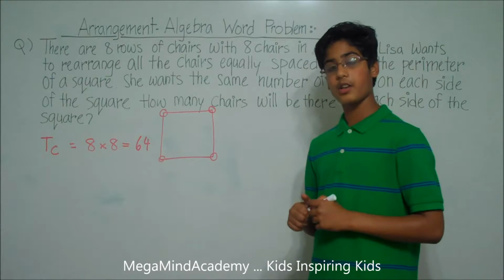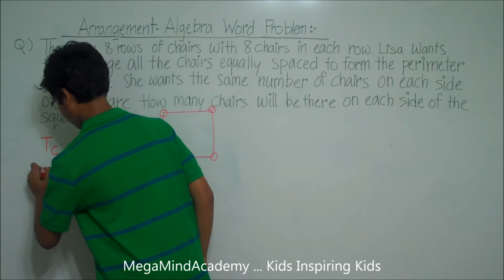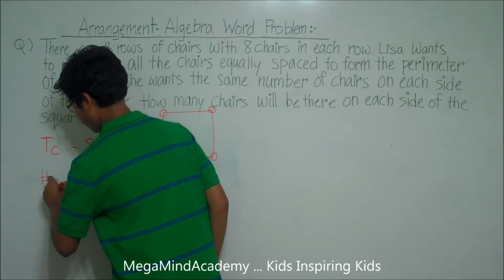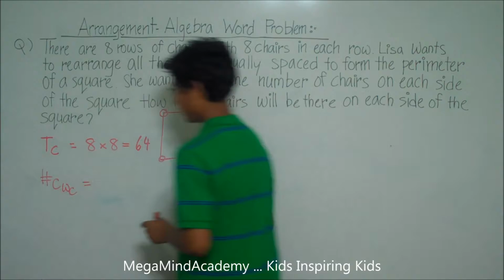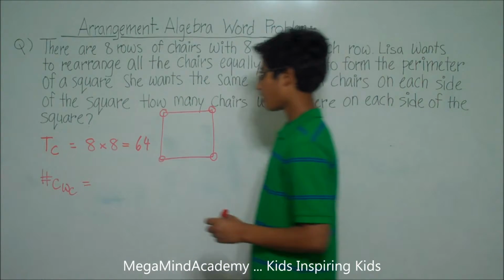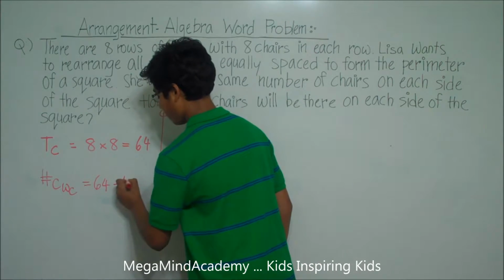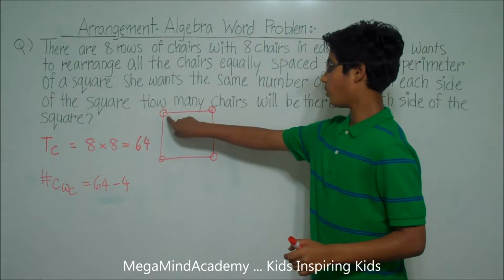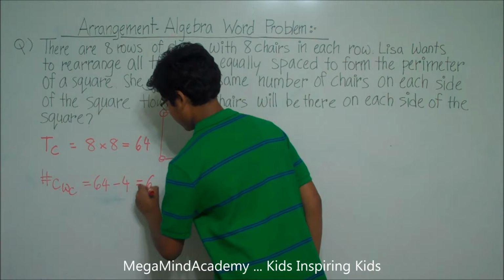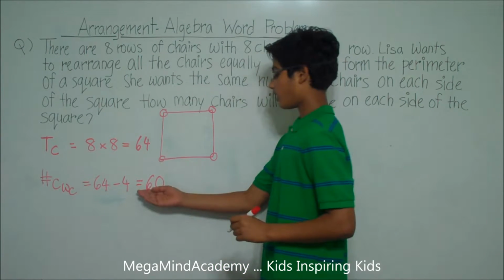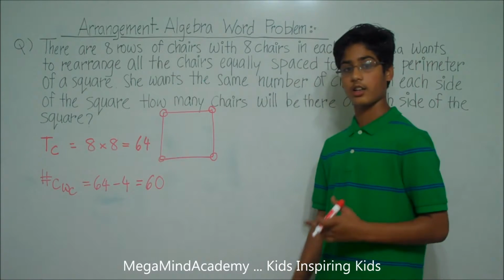So let's find out the number of chairs without the corners. The number of chairs without the corners, NCWC, is equal to 64, which is the number of chairs, minus 4, because there are 4 corners in this figure: 1, 2, 3, and 4. This is equal to 60. So there are 60 chairs in this figure without the corners, so not counting the corners.